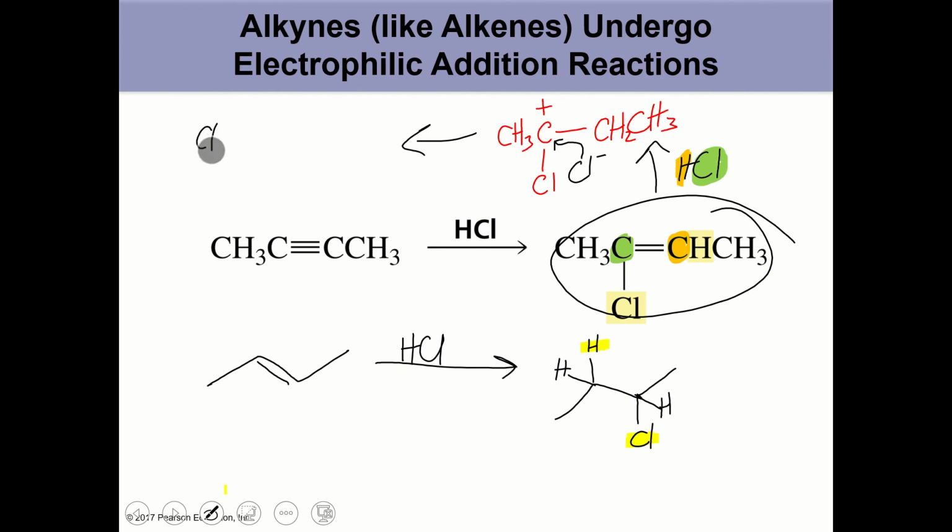And we would have as a final product CH3, CCl2, CH2, CH3. And what that would look like as a skeletal structure is 2 chlorines on carbon 2, and we would get 2,2-dichlorobutane.